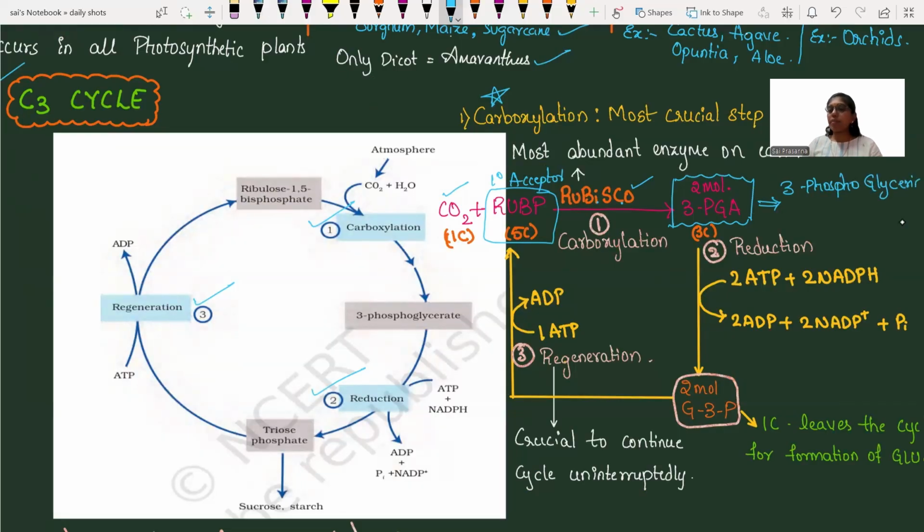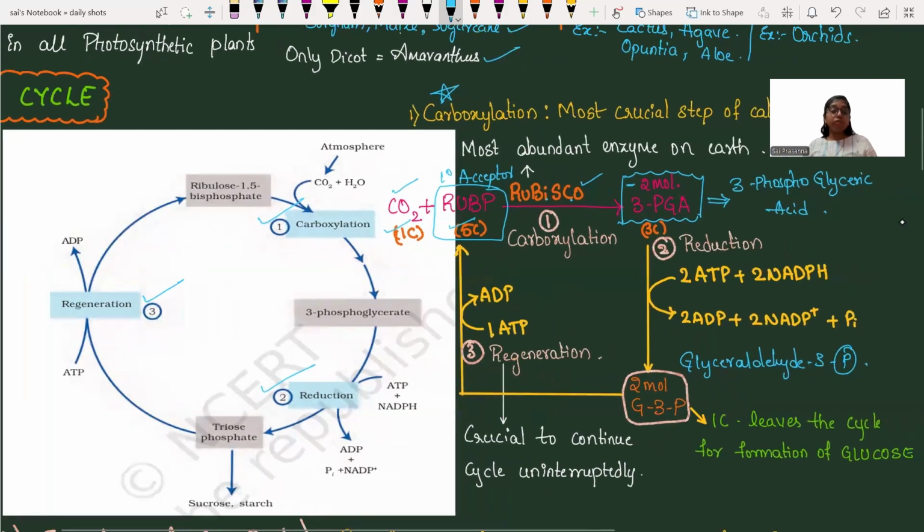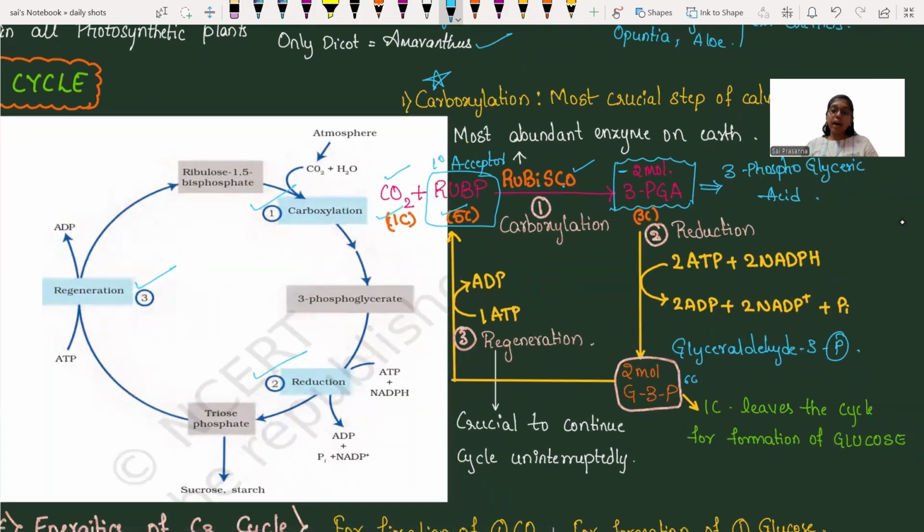3-phosphoglyceric acid undergoes reduction by a series of reactions and forms two molecules of glyceraldehyde 3-phosphate. As RuBP is 5 carbon and carbon dioxide is 1 carbon, this forms a 6 carbon compound, right? But the first molecule is a 3 carbon compound. It forms 2 molecules of 3 carbon compound and it gets reduced to 2 molecules of glyceraldehyde 3-phosphate. Of these 6 carbons, 1 carbon will escape to form the glucose chain.